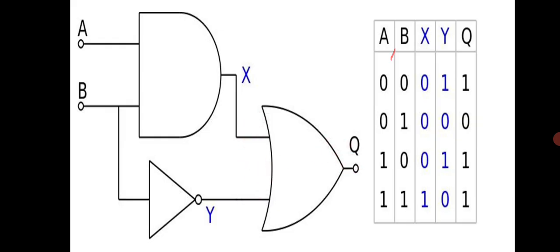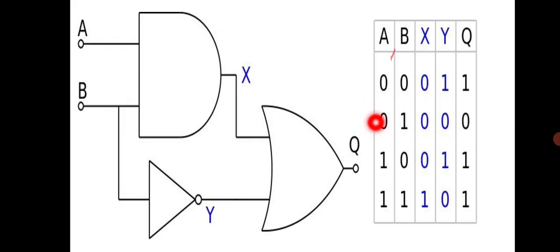Once again, when A is 0, B is 0, X is going to be 0, this one here. When B is 0, Y is going to be a 1. So we have a 0 here and a 1 here. A 0 and a 1 produce a positive output, 1. So Q is going to be 1 when X is 0 and Y is 1.